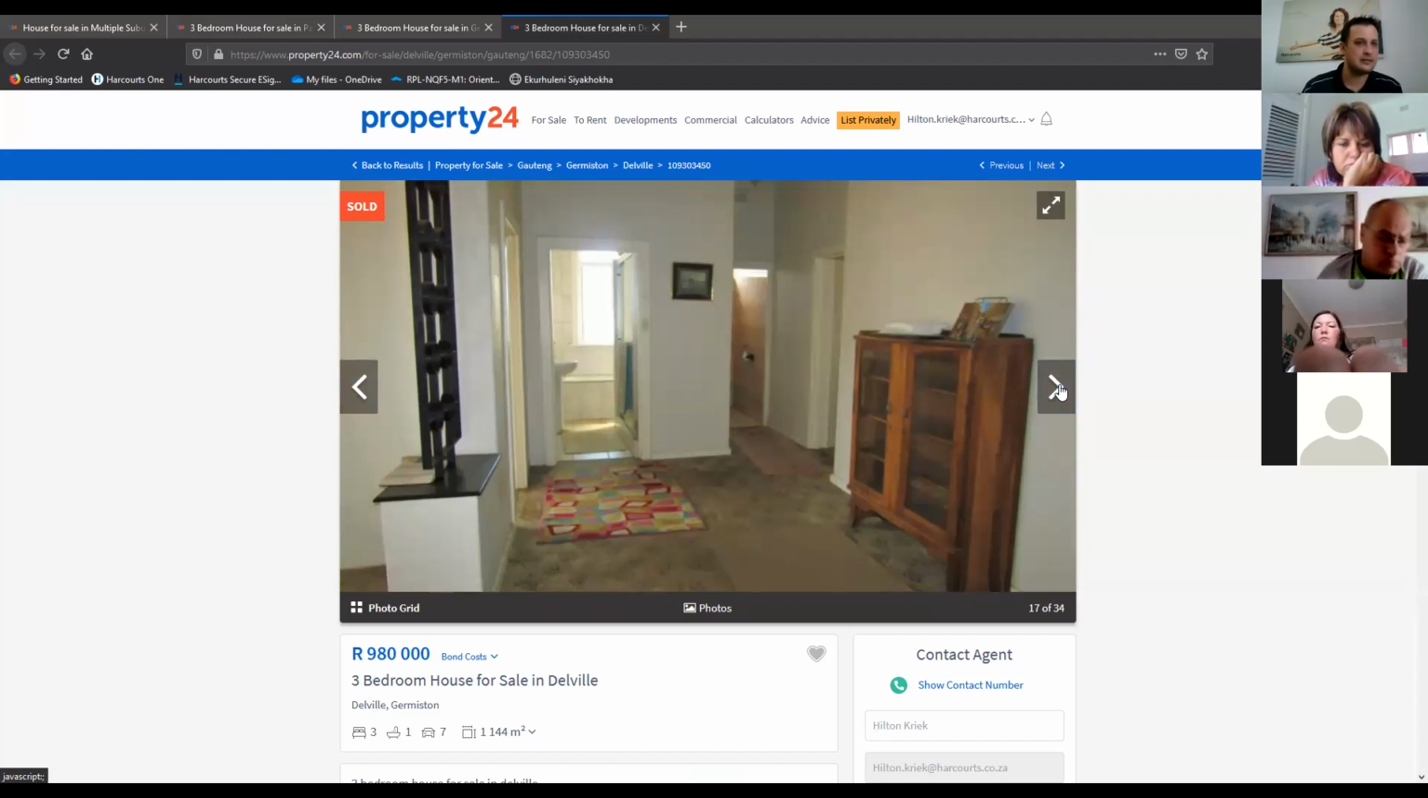One's at 1.8, the other one's at 980, and the other one's at 850. Based on the 3 that we've looked at, which property does yours compare the most to, and where do you think we need to be positioned in terms of price?